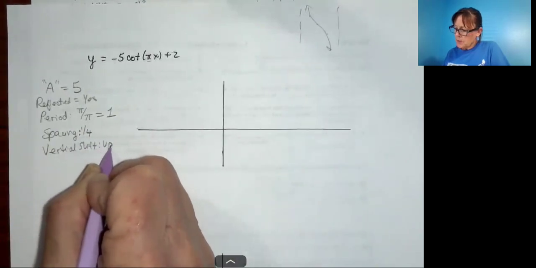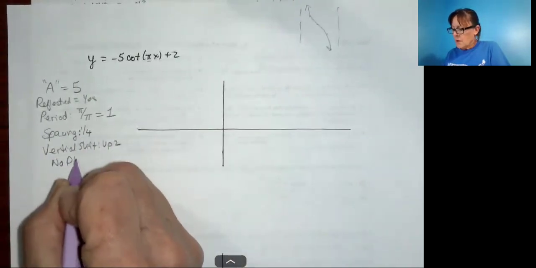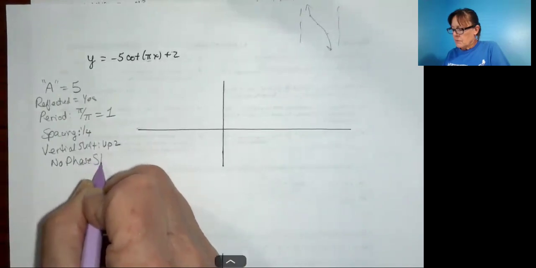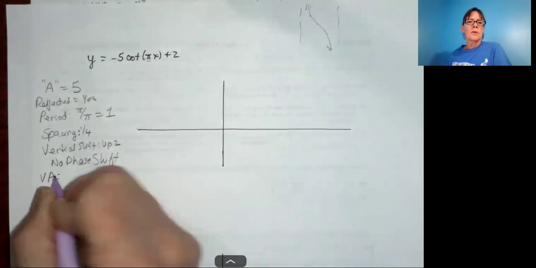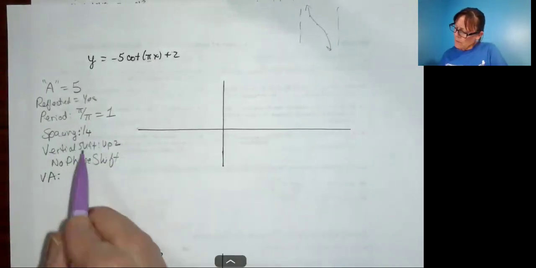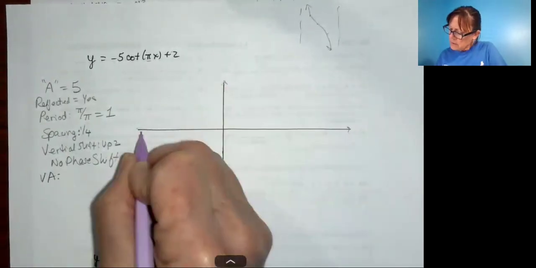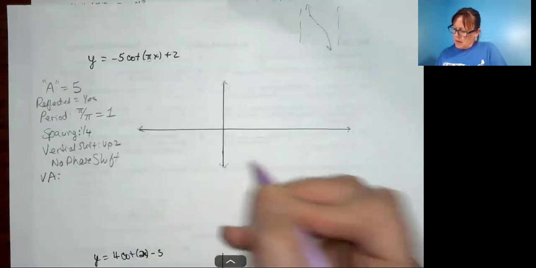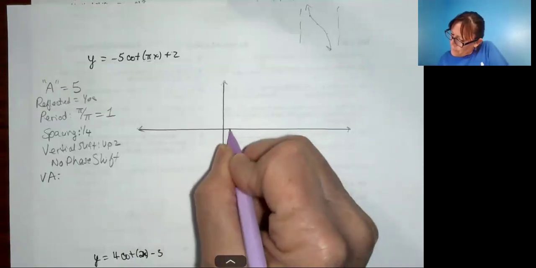There is a vertical shift up 2. There is no phase shift. And we will be labeling the vertical asymptote when we get there. All right, ready? What is the spacing? It's 1/4. So this is y, x. This is 1/4. So I'm going to go 1/4.